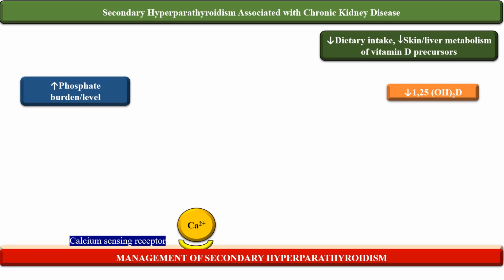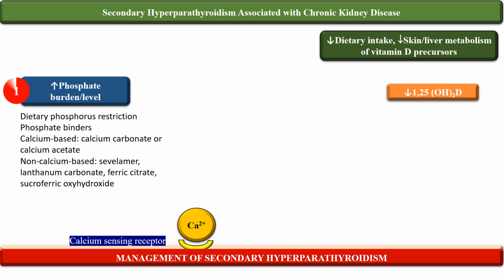In summary, secondary hyperparathyroidism of CKD arises from multiple problems, including increased phosphate retention to cause hyperphosphatemia, reduced vitamin D, and reduced parathyroid sensitivity to extracellular calcium and active vitamin D. In order to treat secondary hyperparathyroidism, we need to target the following.